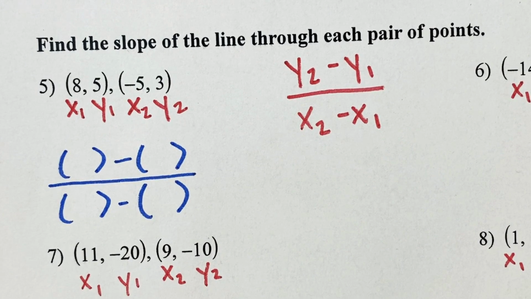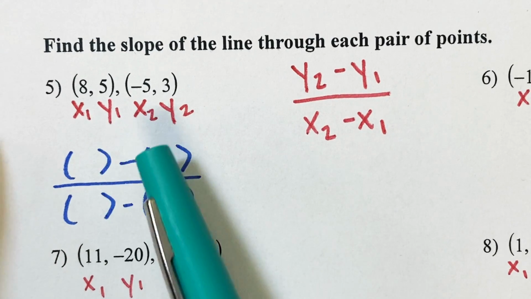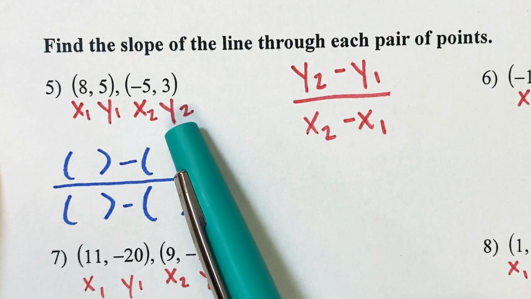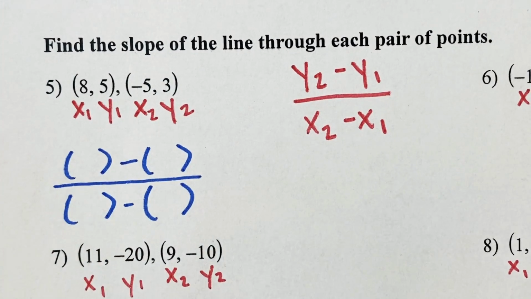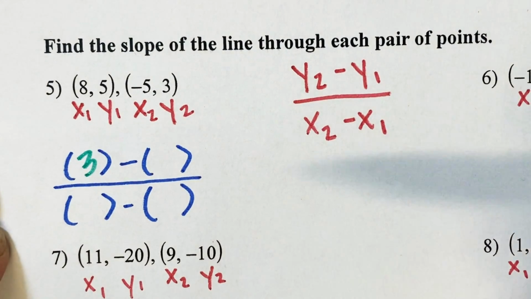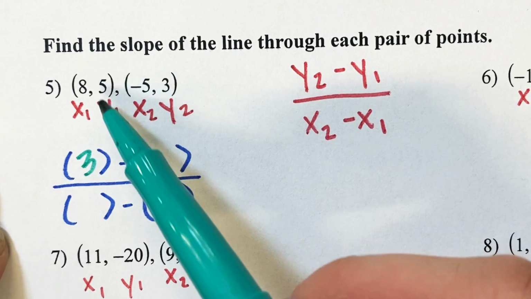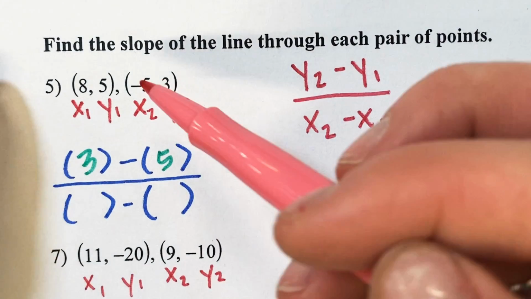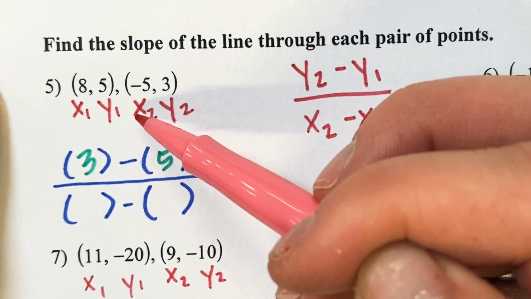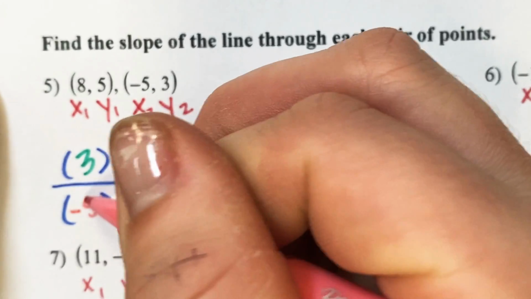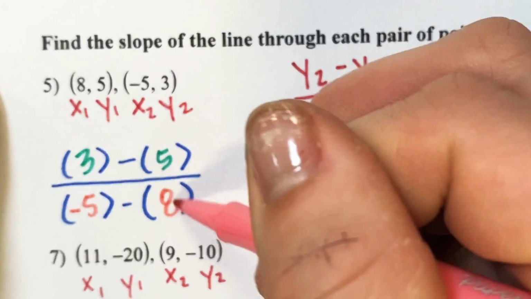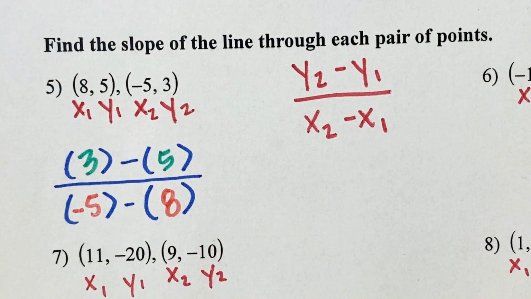I'll do light green for my y's because my y's are on top. Find your y2. What number is above y2? It's going to be 3. So we're going to put a 3 right there. What about y1? What number is above y1? It's going to be 5. Now I'll do pink for x's. What is x2? What number is above x2? Negative 5. What number is above x1? Positive 8. And now we solve.